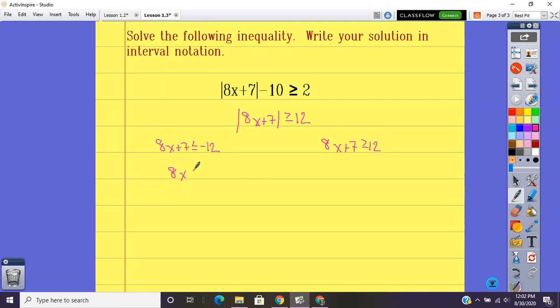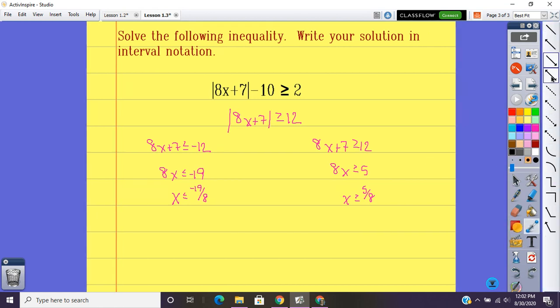Subtract our 7, so we get negative 19. So x is less than or equal to negative 19 over 8. Now about this side, subtract our 7, so 8x is greater than or equal to 5. Divide by 8, x is greater than or equal to 5/8.